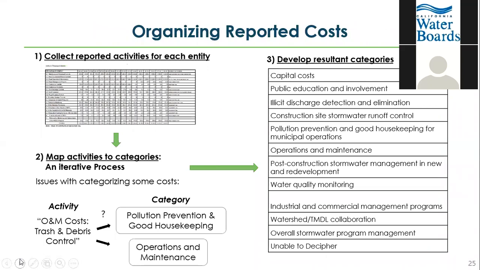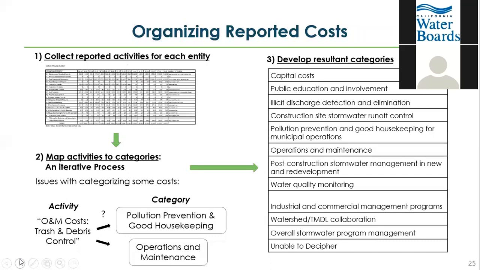So we would take these tables that we found in the primarily PDF documents of the annual reporting or a few other sources. And in order to create more standardized categories, we used an iterative process. For each municipality, we would record the line item within just Excel spreadsheets. And then we would use expert judgment to categorize the costs into resultant categories.